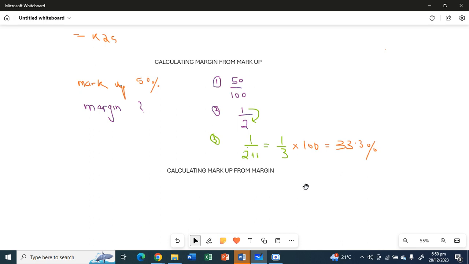Then let's say, for example, now let's calculate markup from margin. All right. So in some questions, they might give you a margin and the cost price. And you know that margin deals with the selling price and markup deals with the cost price. So you need to convert the margin into a markup. All right. So for example, if we say we have a margin of 20%, what we need to get is our markup.